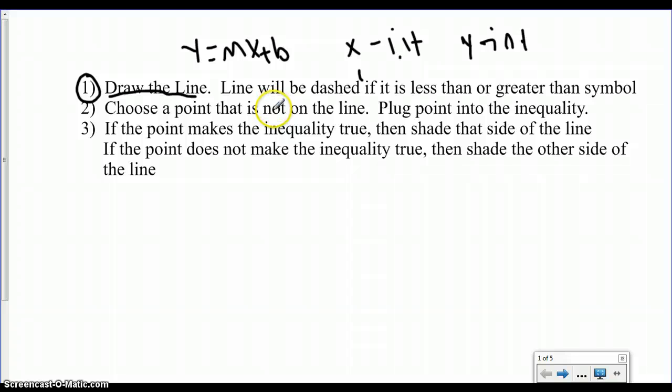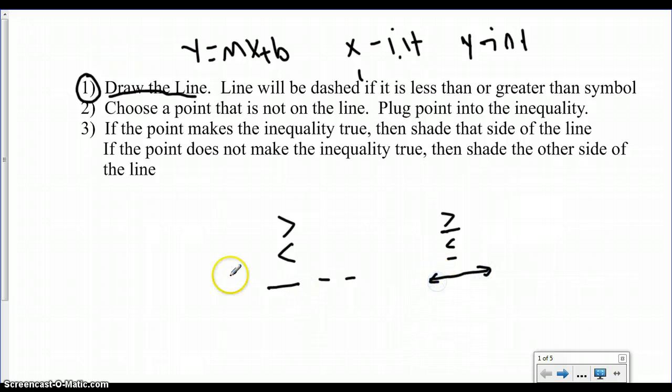Now, there are some different things we have to do. If your line is going to be less than or greater than, it's going to be a dashed line. Okay, and if it's going to be greater than or equal to or less than or equal to, it's going to be a solid line, kind of based off what we talked about today in class.